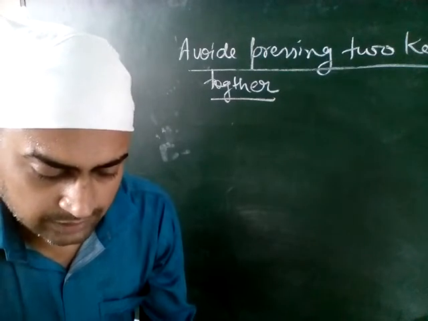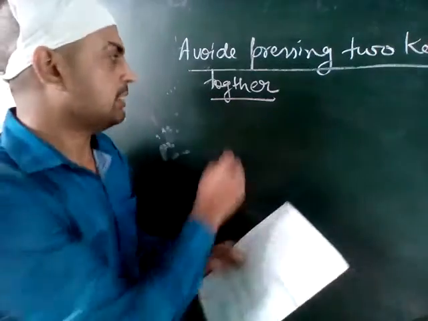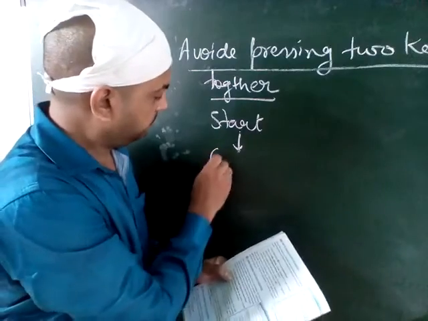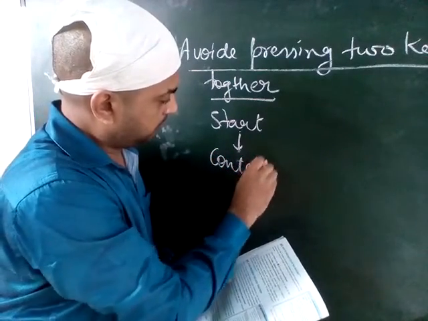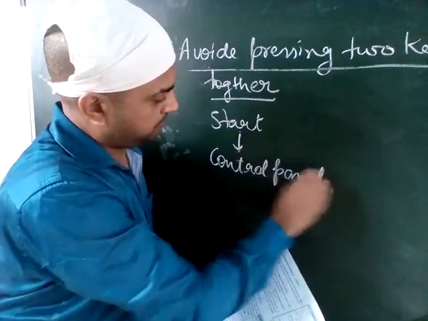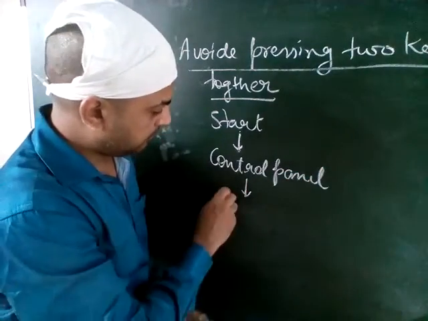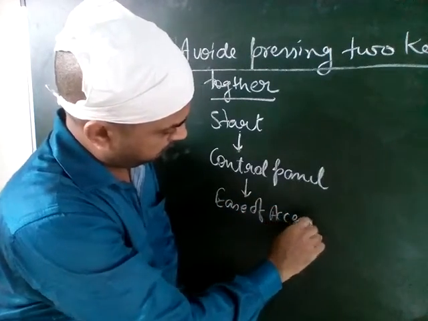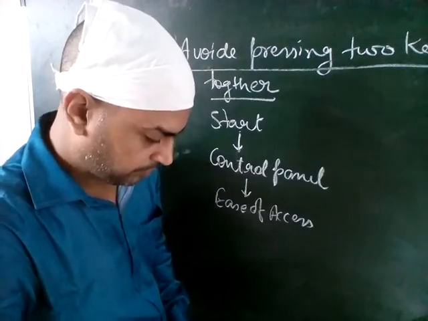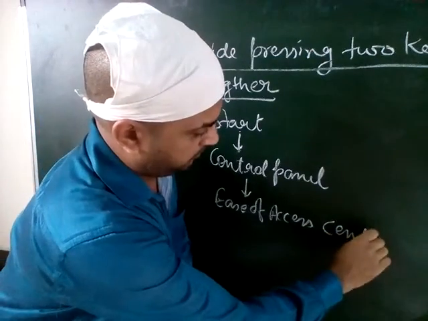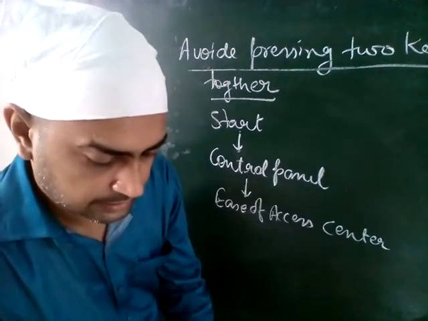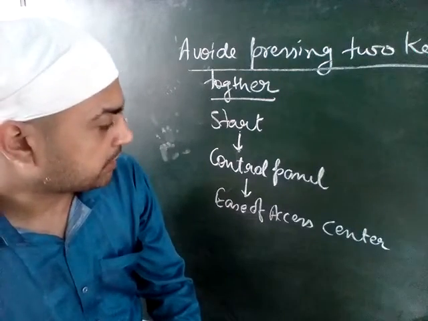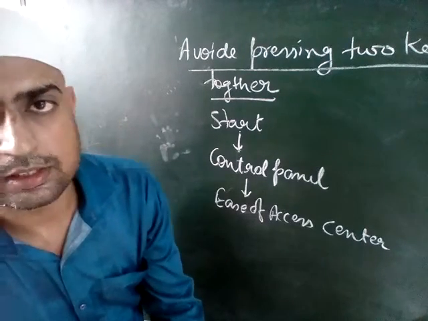Follow these steps to activate it. Now how will we activate sticky keys? Ease of Access Center. Now this is the step. First you will click on Start, then Control Panel, and then Ease of Access Center.